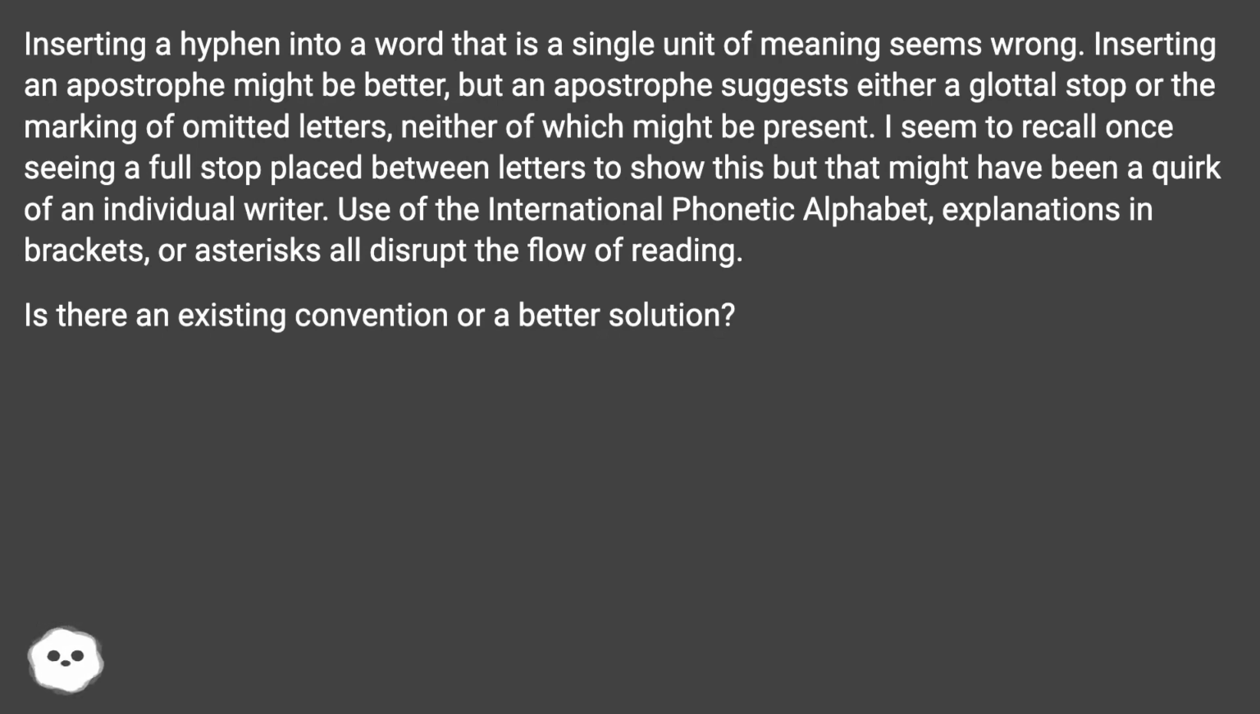I seem to recall once seeing a full stop placed between letters to show this, but that might have been a quirk of an individual writer. Use of the International Phonetic Alphabet, explanations in brackets, or asterisks all disrupt the flow of reading. Is there an existing convention or a better solution?